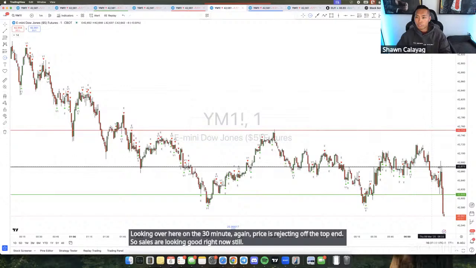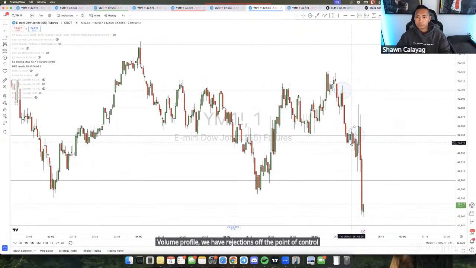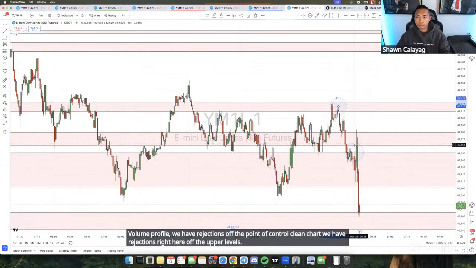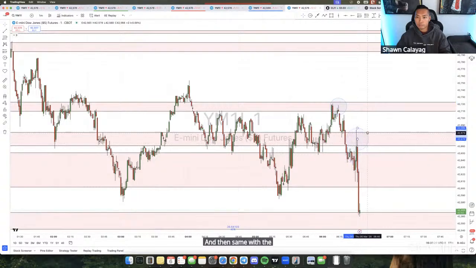On the volume profile, we have rejections off the point of control. On the clean chart, we have rejections right here off the upper levels. And then same with the support and resistance up here. Some nice rejections off the top end.